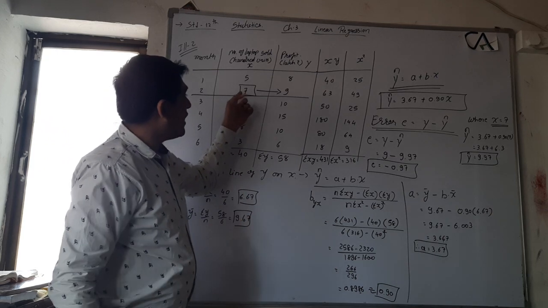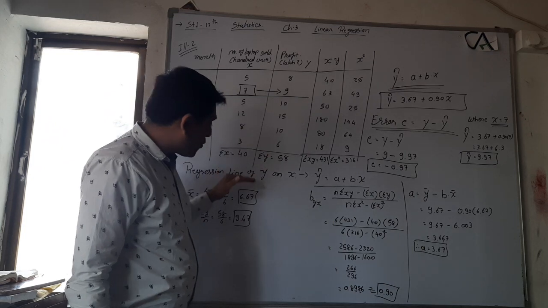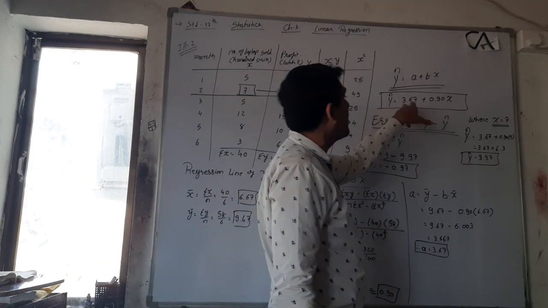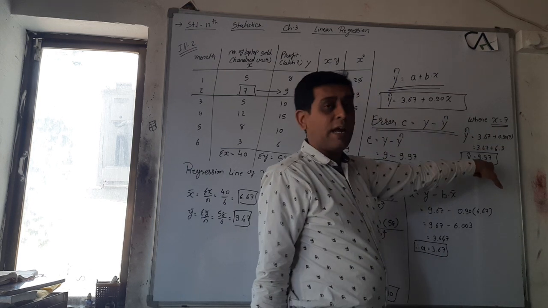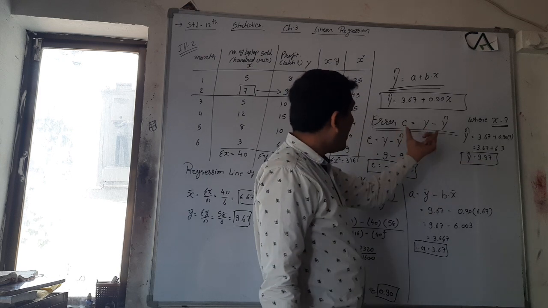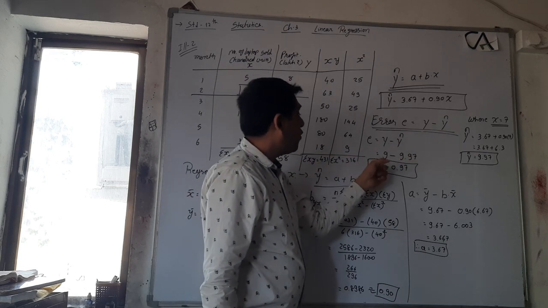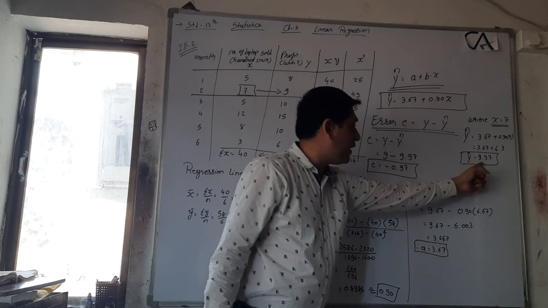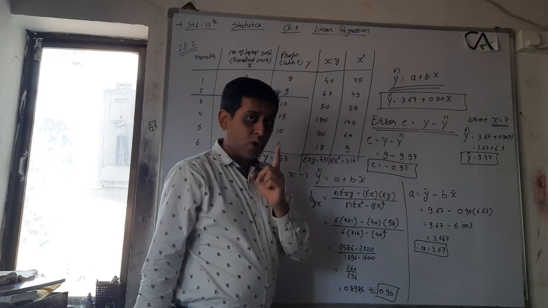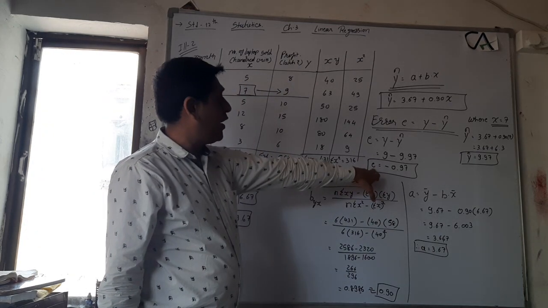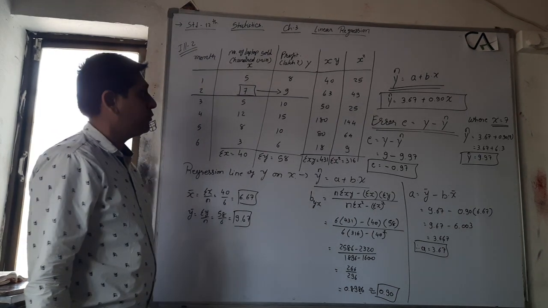Means the question says if the x is equal to 7, y is equal to 9. But as per our calculation, as per the regression line, estimated value of y where x is equal to 7 is equal to 9.97. That's why error in these two answers, that is y minus y cap, y is equal to 9, y cap is equal to 9.97. So error is equal to minus 0.97. The question asks find out the error. We find out the error here. Okay, write down this question also.